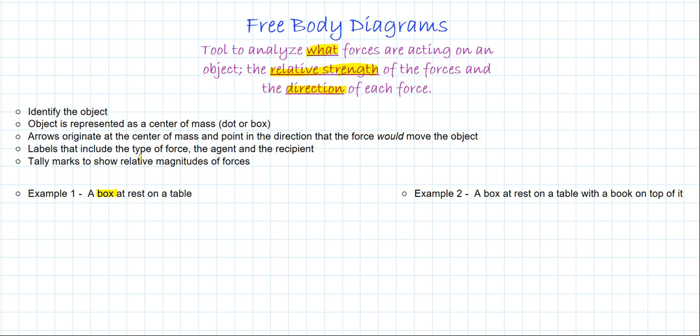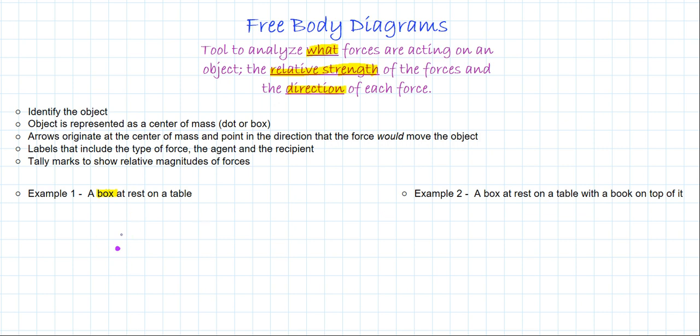Just make sure you know what the actual object is, because that can alter how the free body diagram looks. The next thing we're going to do is represent the object as a center of mass. It's just a fancy way of saying condense the object down into a dot or a box. In other words, we don't care about the shape of the object, we just care about the mass of the object. So we're going to draw a dot here to represent the box. That's my object. Now I'm going to show arrows. Each arrow represents a force that originates at the center of mass and points in the direction that the force would move the object. The object might not be moving, but we're going to draw it in the direction it would be.